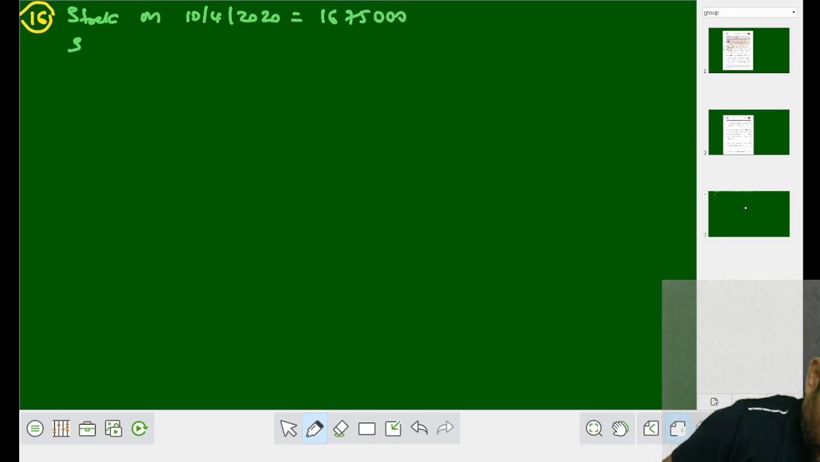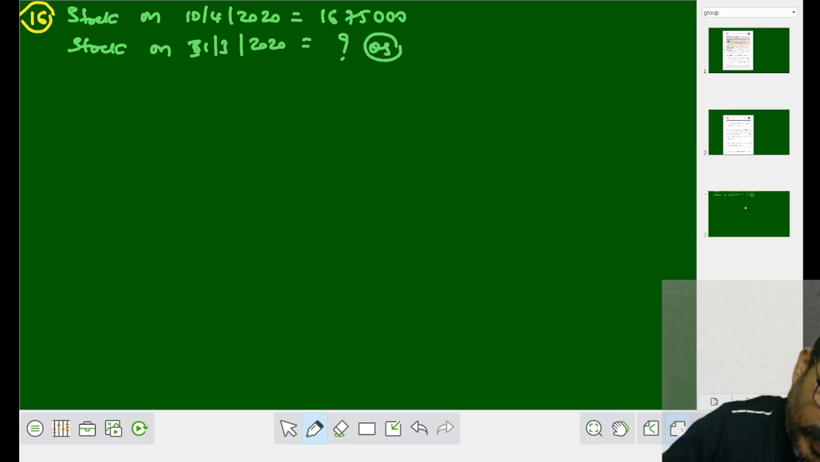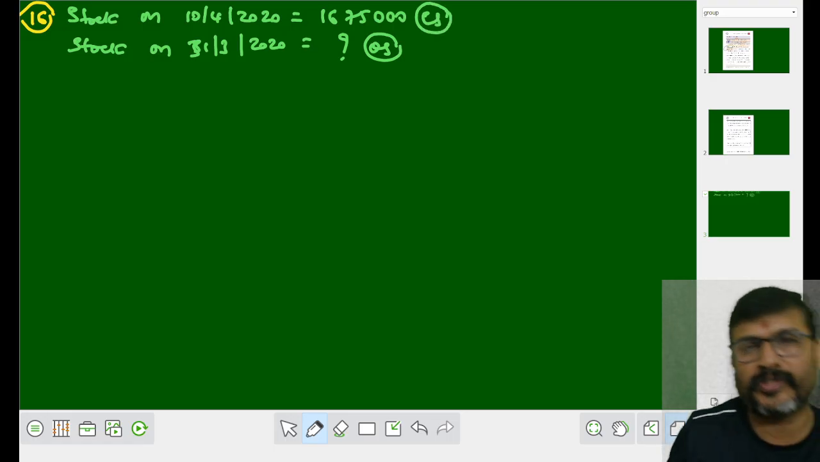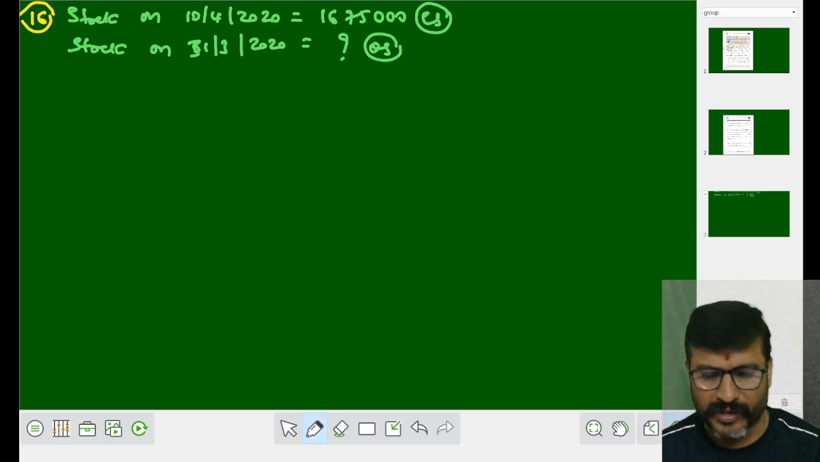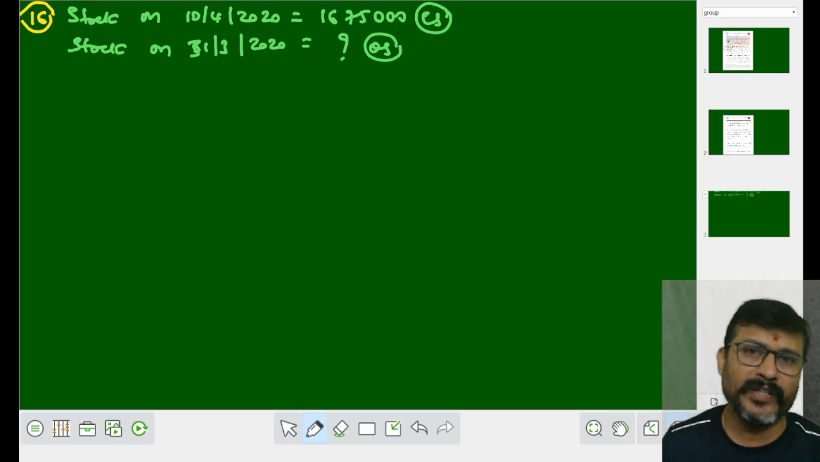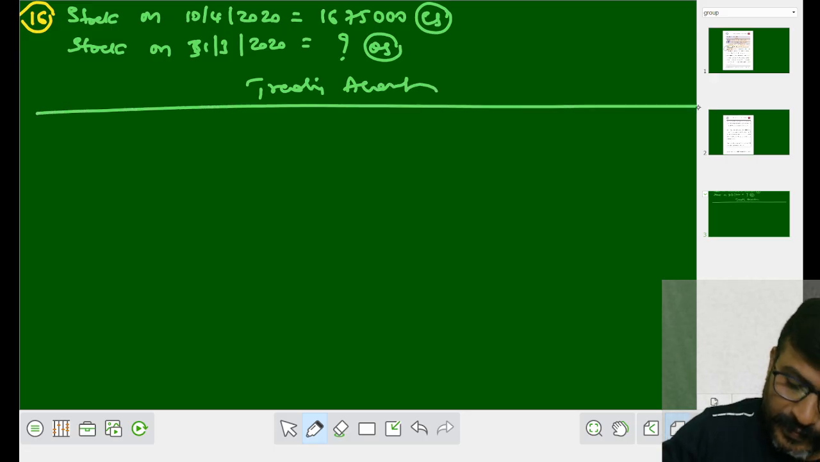Now we have to calculate stock on 31st March 2020. Now, my dear student, this is your opening stock and that will be your closing stock, based on date. 10th April comes after 31st March. So that is closing stock and this one is opening stock. Now, what we have to do? We have to prepare the trading account. Am I right?